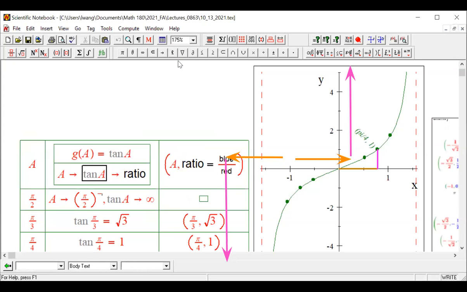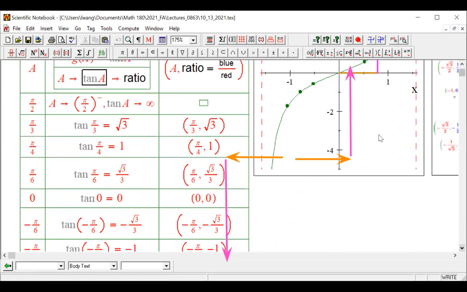The software is not consistent in doing that. Okay. Let me do it again.